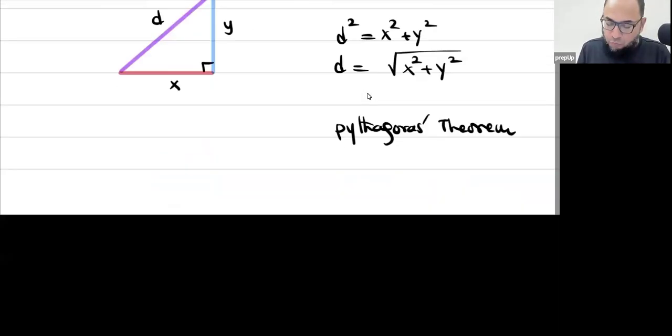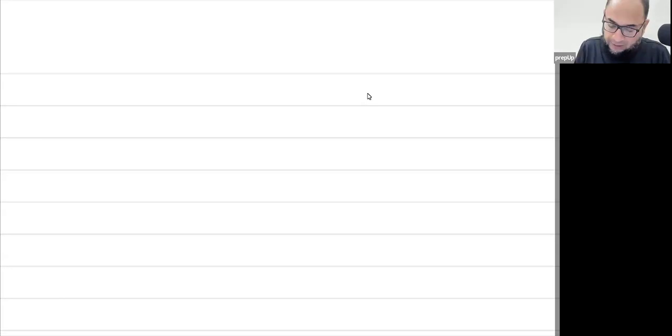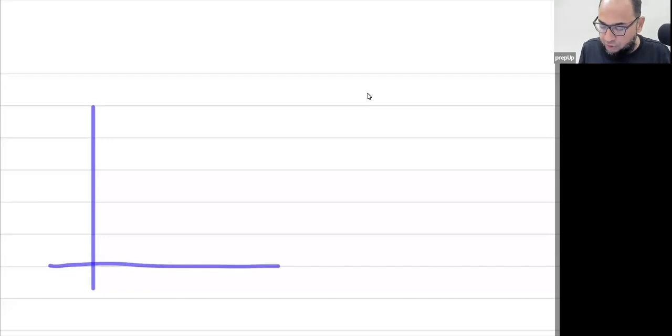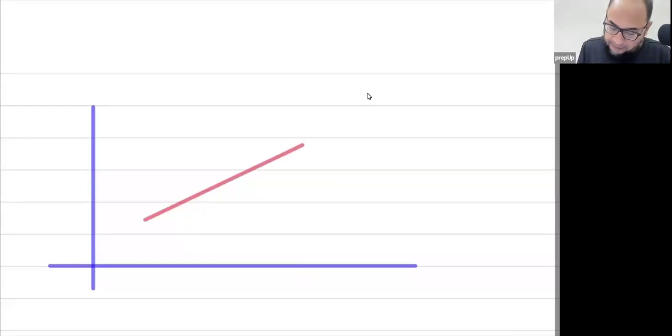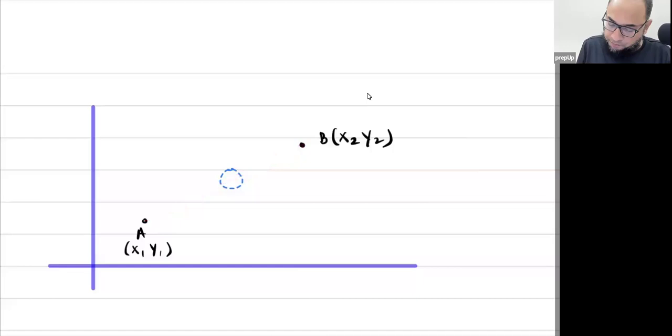Now we move to the distance formula. So if I talk about the distance formula, again I've drawn the x-axis, the y-axis, and let me just draw 2 points like this. So this is point A, the coordinates are x1, y1. This is point B, the coordinates are x2, y2. And let me just change the color of this one. So let me change it into purple.